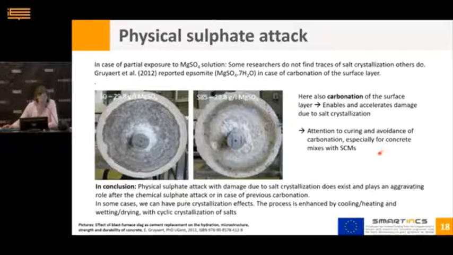So we can say that physical salt attack with damage due to salt crystallization does exist and plays an aggravating role after chemical sulfate attack or in case of previous carbonation. Sometimes you have the pure crystallization effects, and this process is then enhanced by cooling, heating, or wetting and drying with cyclic crystallization of salts. So this is, in short, about this physical sulfate attack.